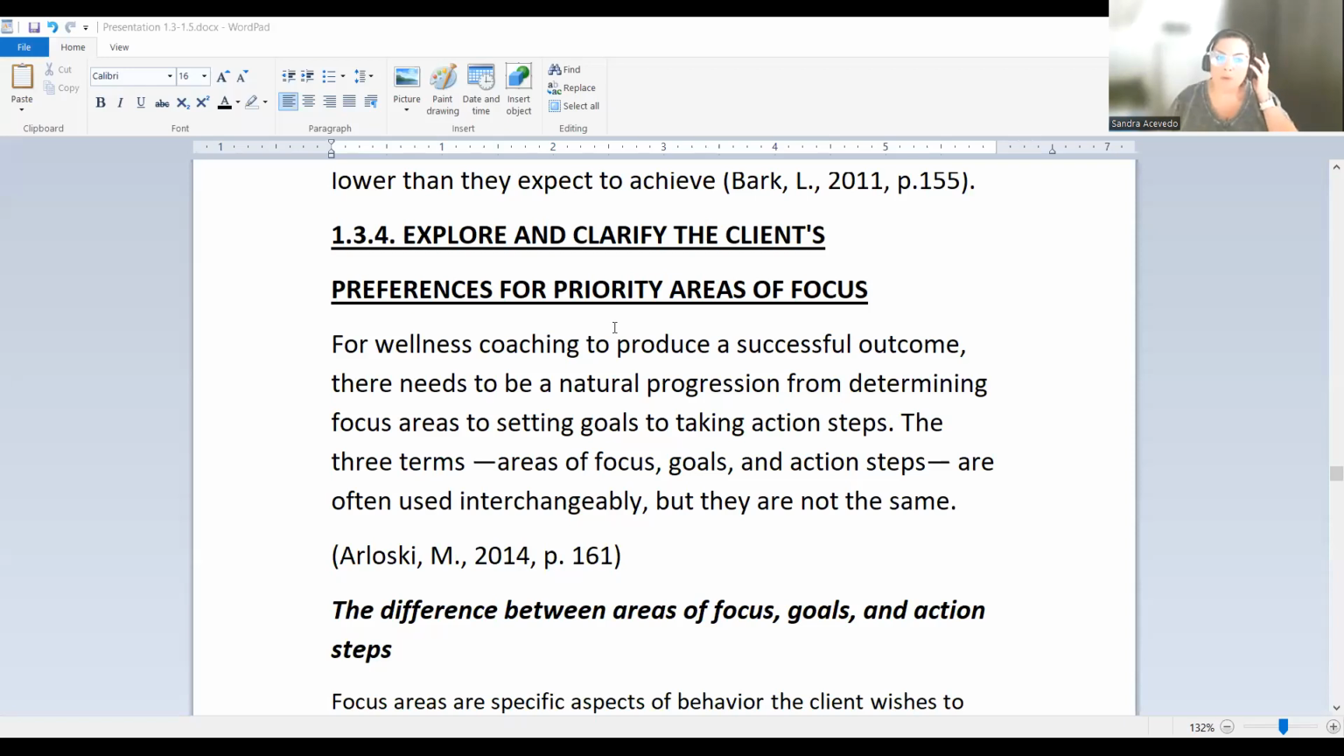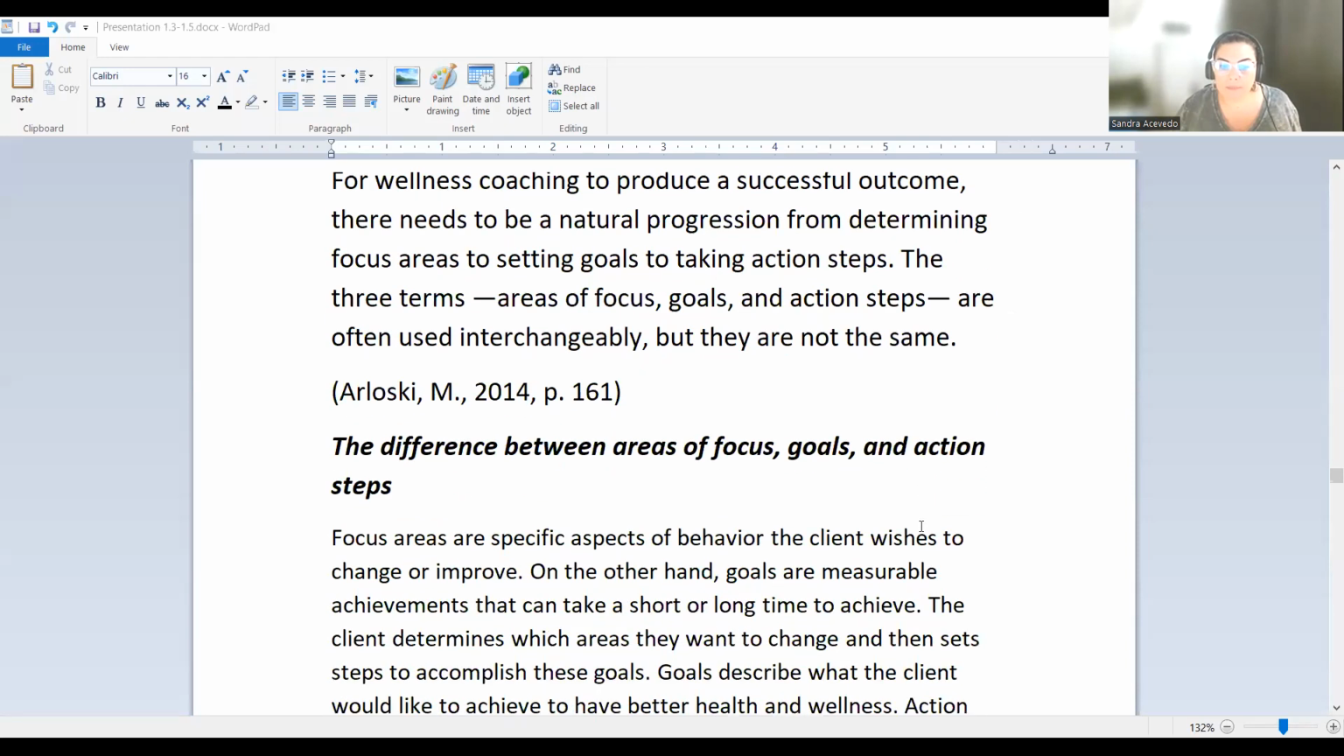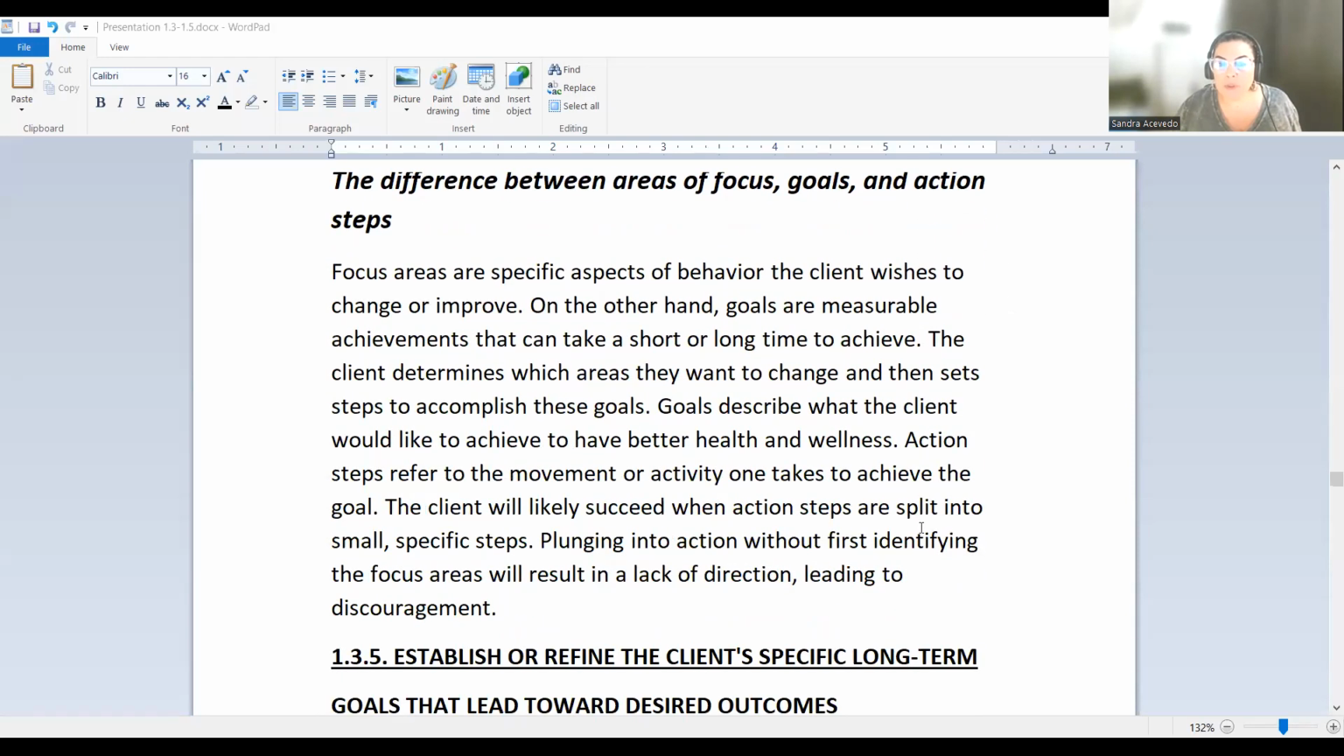1.3.4, explore and clarify the client's preferences for priority areas of focus. For wellness coaching to produce a successful outcome, there needs to be a natural progression from determining focus areas to setting goals to taking action steps. The 3 terms, areas of focus, goals, and action steps, are often used interchangeably, but they are not the same. The difference between areas of focus, goals, and action steps.